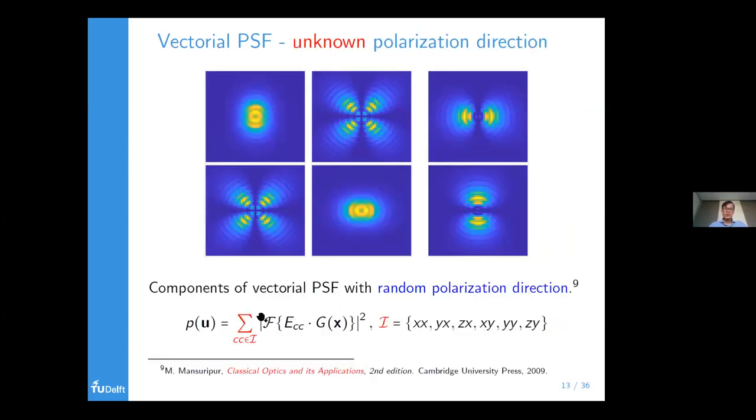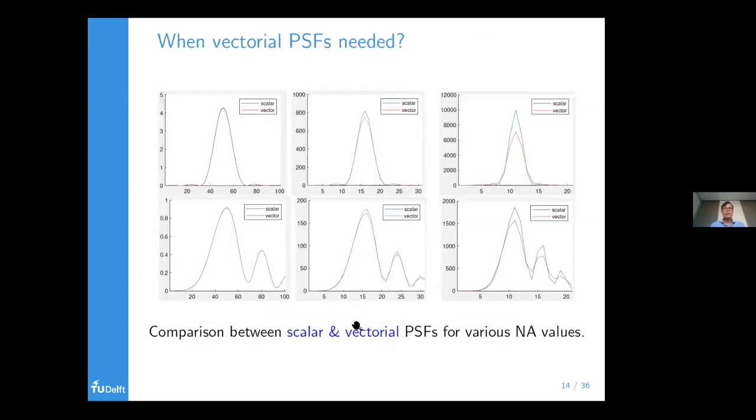It's clear that the vector imaging model is more involved than the scalar one, and it's of course more expensive in terms of computational complexity. So it's very important to know when this model is really needed instead of the scalar one. So in this slide, I compare the two imaging models for different values of numerical aperture.